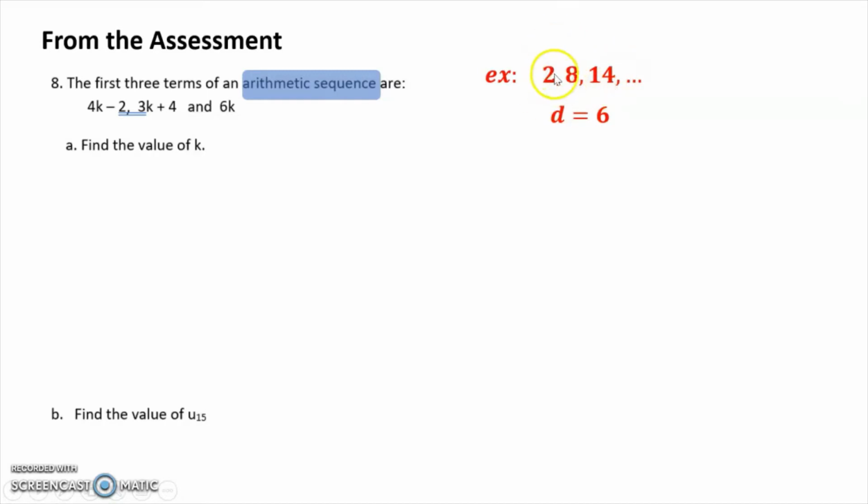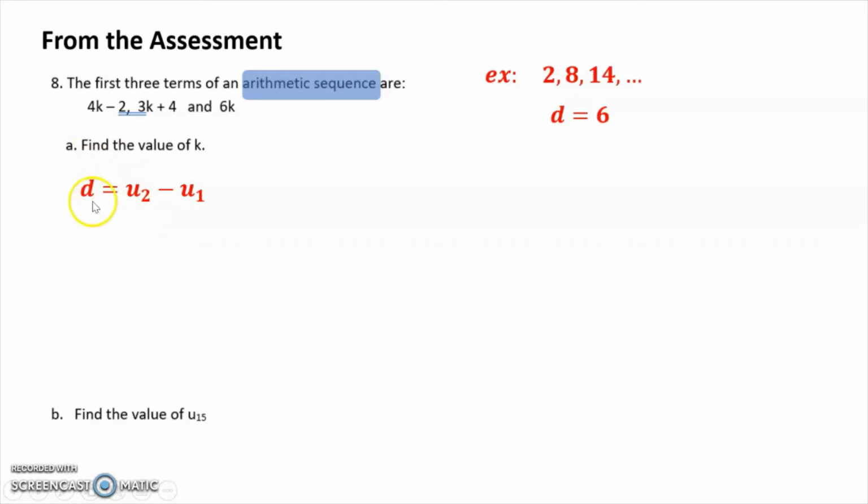But how do we find that? Of course, our brain tells us 6 pretty quickly, but in terms of calculating, how do we find it? Well, to find the d value, we can always do one term minus the previous. 8 minus 2 gives us that d value. Or 14 minus 8 gives us that. So you can do u2 minus u1, or you could have done u3 minus u2, or you could have done u4 minus u3. So let's do that here, right? If this is arithmetic, we should be able to find the d value by subtracting terms also, right?